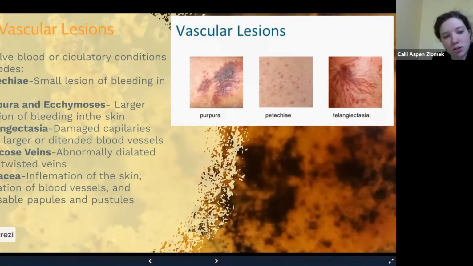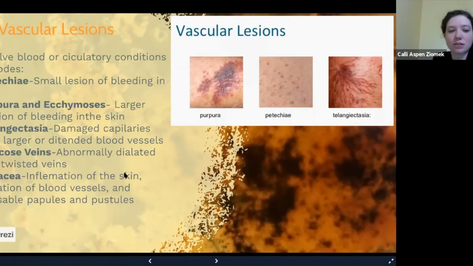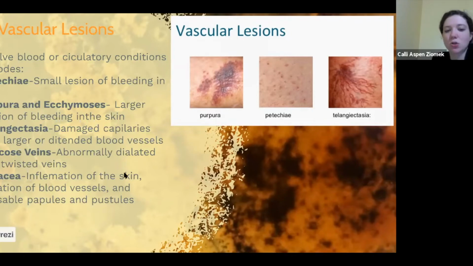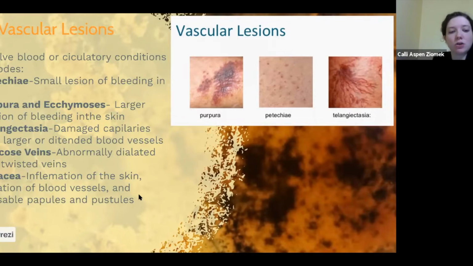Then you have rosacea. This one and very minimal telangiectasia are the ones you'll most commonly see of the vascular lesions. Rosacea is an inflammation of the skin, a dilation of blood vessels, and possible papules and pustules. People with this condition have to be very careful what they eat, as well as what they use on their skin, just because their skin is so sensitive. There are treatments for rosacea, but it is not currently able to be cured. They're still working on possibly curing it. Right now, we just have ways to minimize the symptoms.